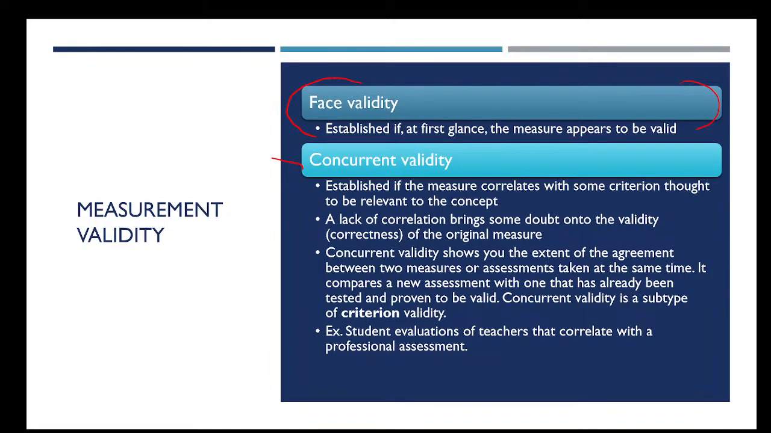So concurrent validity is established if the measure correlates with some criterion thought to be relevant to the concept. Okay, so what does that mean? Basically, if you have something that you would assume is relevant to a concept, right? So again, let's take religiosity because it's an easy one.